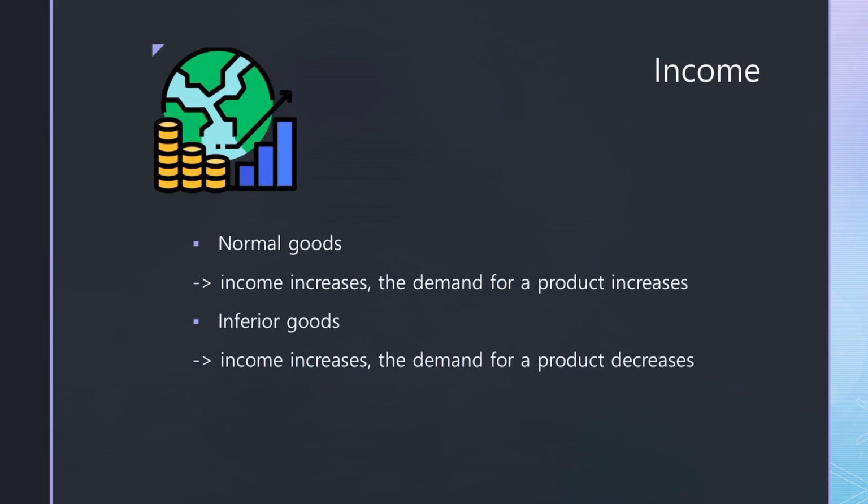So now we're going to look at income. These two goods are divided by income. So we have normal goods and inferior goods, and we're going to say the normal good is a sports car, and the inferior good is a little sedan. So for normal goods, when income increases, the demand for this product increases. If you have more money, then you will want to buy a better car and you buy a sports car. However, for inferior goods, when income increases, the demand for this product decreases. Think about this.